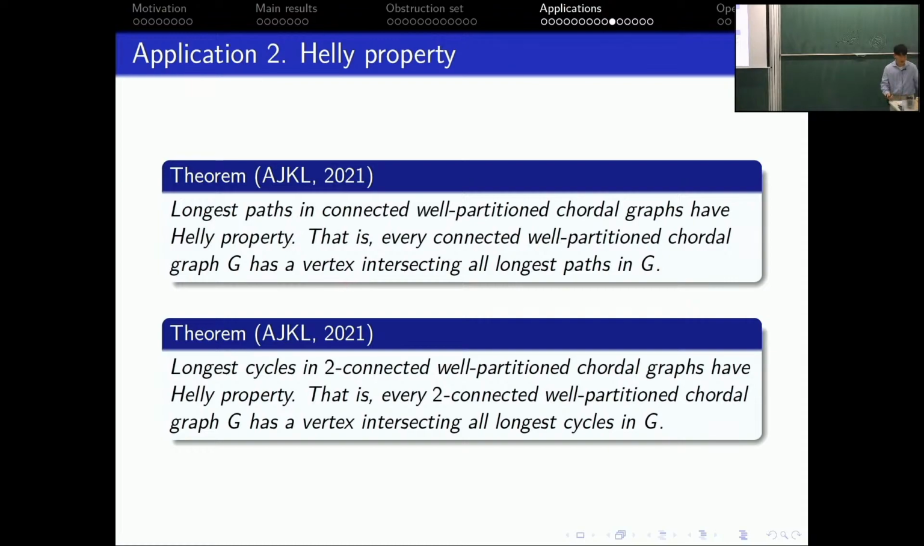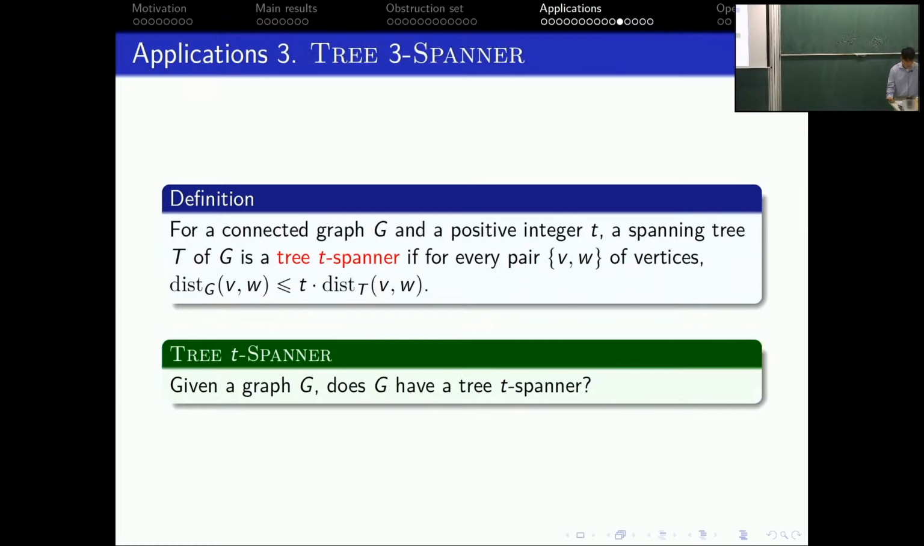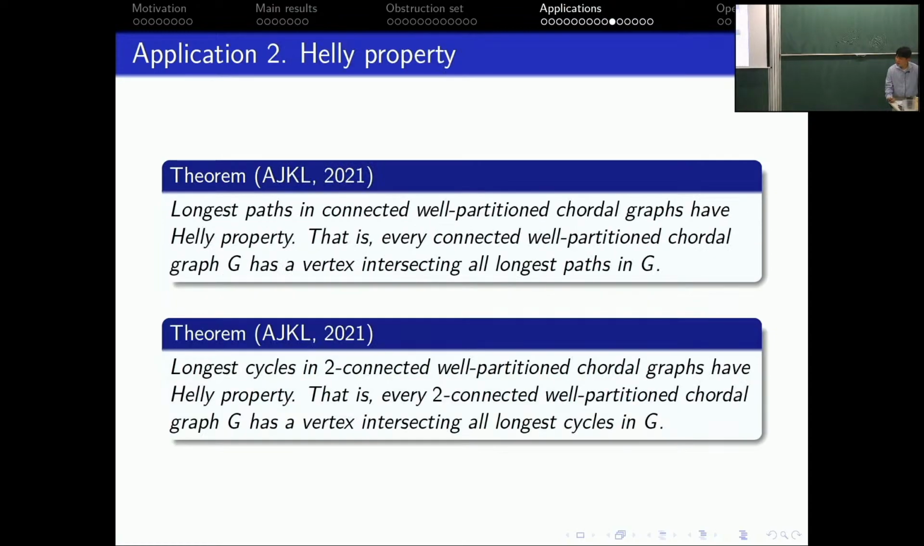We show that in every connected well-partitioned chordal graph, we can always find in polynomial time a vertex v that intersects every longest path. Even more, for two connected well-partitioned chordal graphs, we can find a vertex that intersects all longest cycles in G. Is it the same vertex? Yeah, maybe. I don't know, but the method is the same.